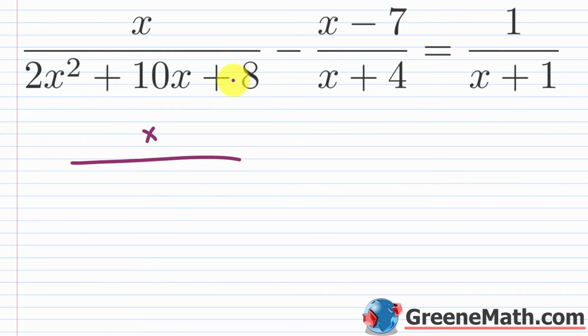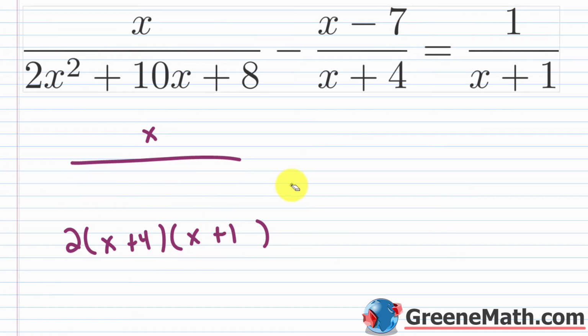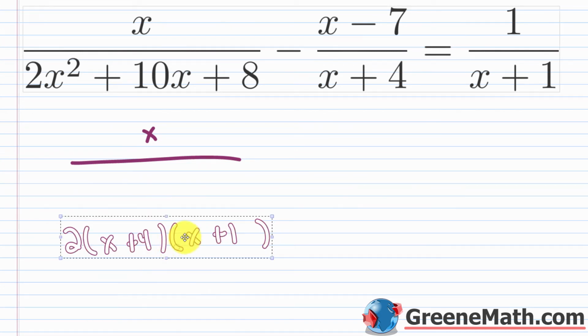Before I factor this, notice that you could pull out a 2. It's going to make it a lot easier. So then you would have x squared plus 5x plus 4. So this is 2 times the quantity, you'd have an x here and an x here, and 2 integers that sum to 5 and have a product of 4. That's going to be 4 and 1.